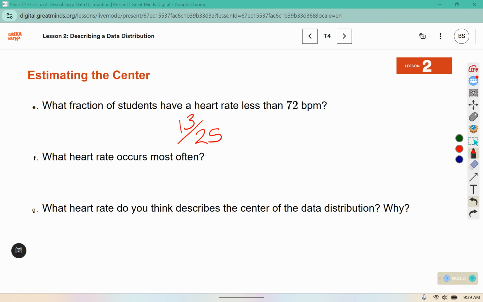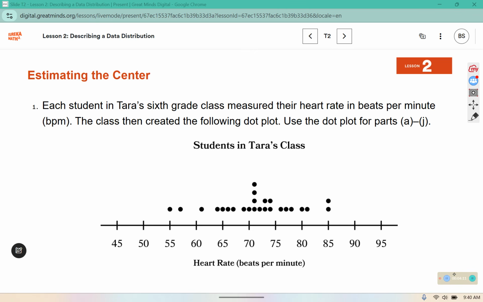What heart rate occurs most often? To find the heart rate that occurs most often, we're looking for the tallest stack, because that means that multiple students had that heart rate. You can see that the tallest stack is at 71, and there were 4 students with a heart rate of 71 beats per minute.